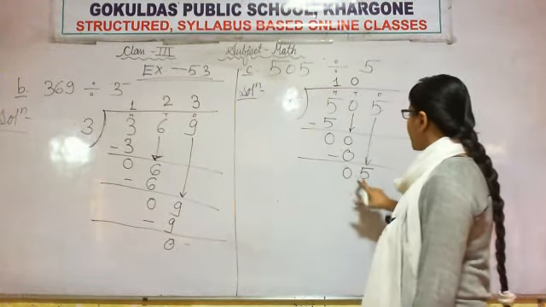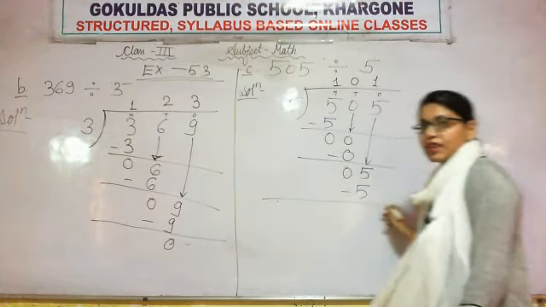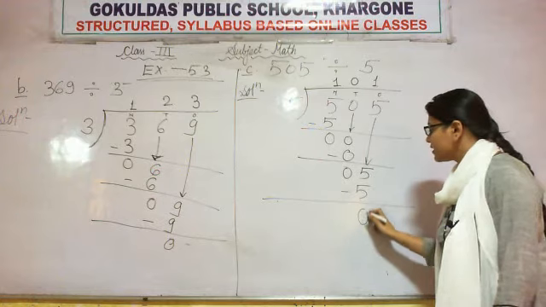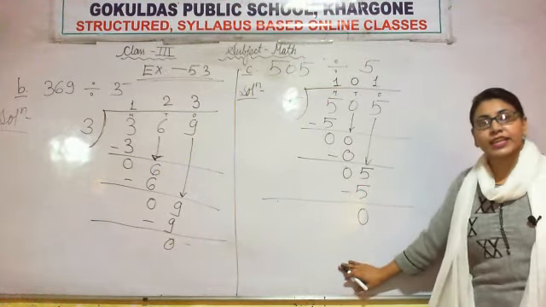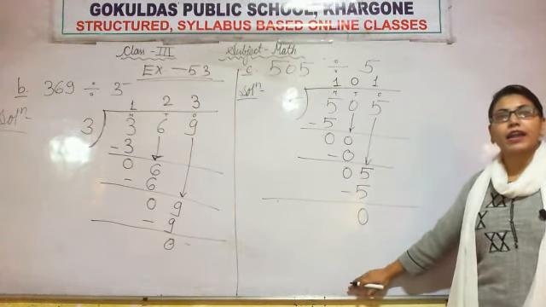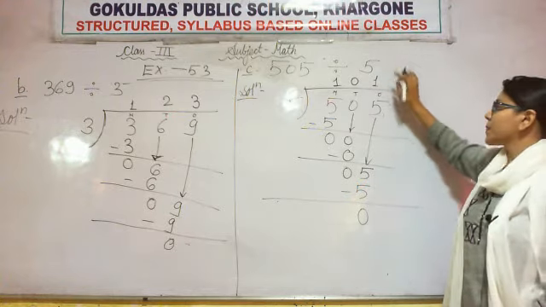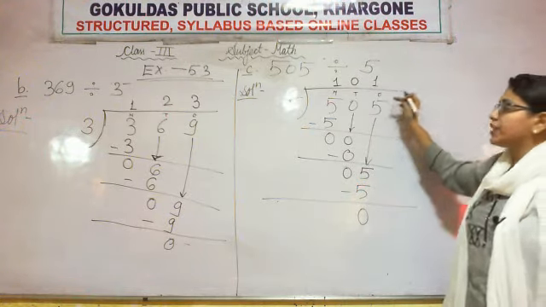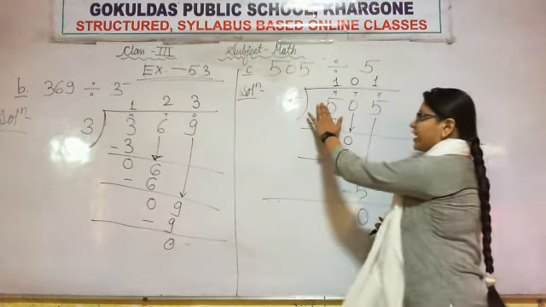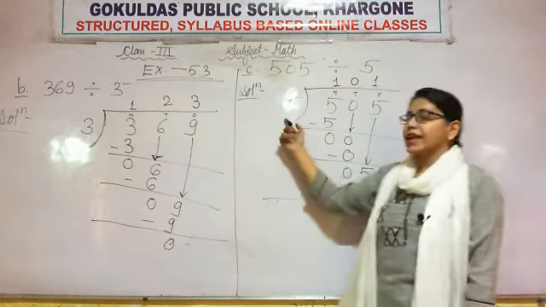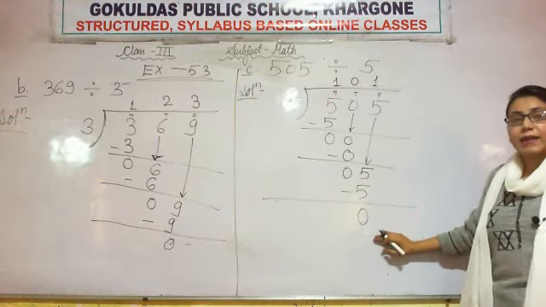So 5 ones are 5. So 5 minus 5 is 0. Now no next number is there to bring down and we got 0 here. It means we need to stop our division process here. Our quotient is 101. 505 divided by 5 gives 101. So 505 was our dividend, 5 was divisor. We got 101 as quotient with remainder 0.